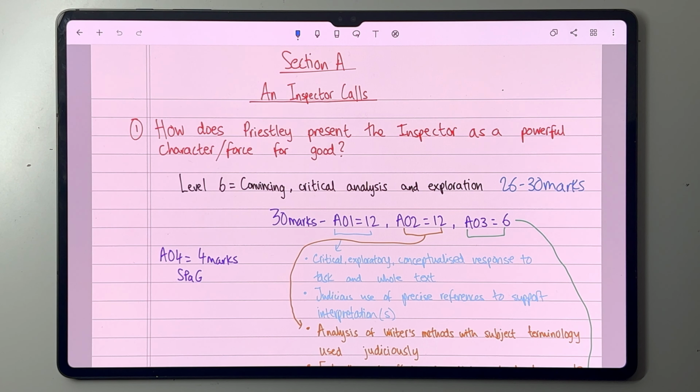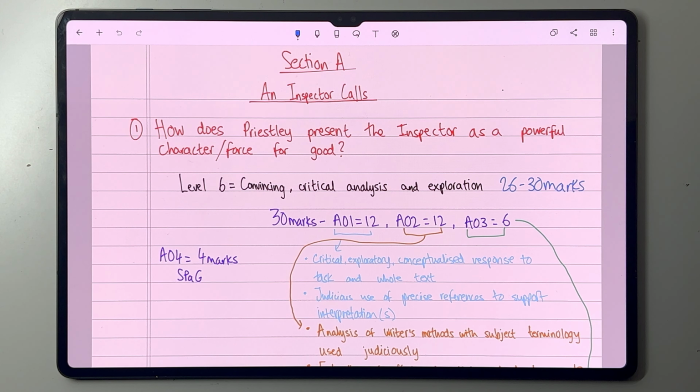Now just to reiterate, this is not guaranteed to come up. Again, it's a possibility. So what this means is you still need to revise all the major themes and look at the character analysis, learn your quotes and practice past papers. So don't just simply rely on this for your preparation for your exams. Right, so let's get started.